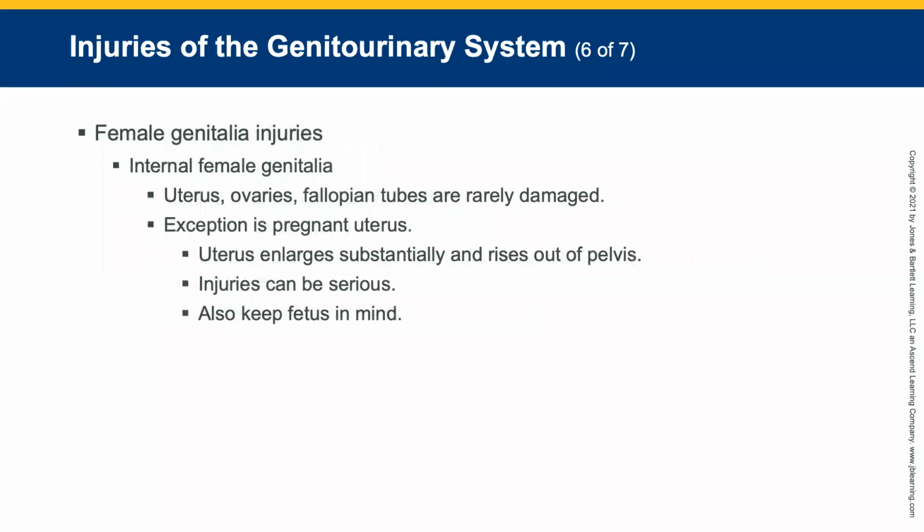Female genitalia, the uterus, ovaries, and fallopian tubes, are rarely damaged because of their location. They are small, deep in the pelvis, and well protected. Sometimes during pregnancy you'll have some damage to the uterus because it is enlarged. It does come outside of the pelvic girdle and can be injured. I would be more concerned about the child versus the uterus, and let the facility worry about the uterus when they have the cool tools they can use to take care of patients.